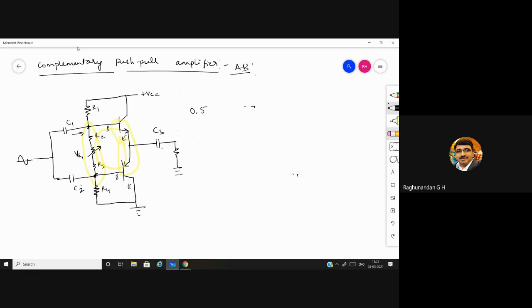Similarly, at the output side, we are using one more coupling capacitor, since the transistors are connected to plus VCC. So obviously there might be a chance of mixing this plus VCC with the given AC input signal, and we want a pure AC amplified version of the signal, so we will be using one more capacitor at the output side. So this is about the complementary class AB push-pull amplifier.